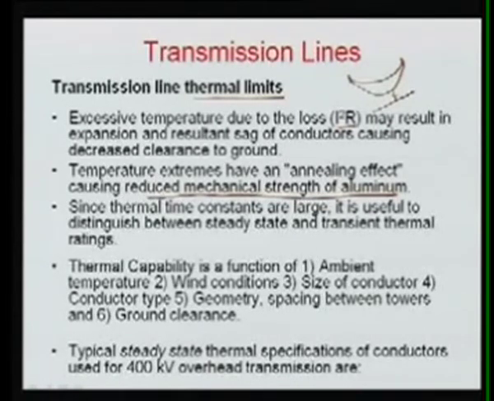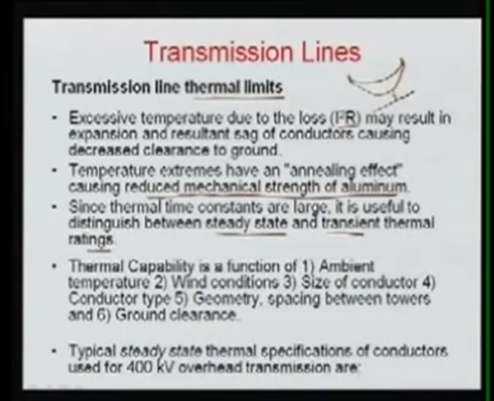Since the thermal time constant is very large, it is useful to distinguish between the steady state and the transient thermal rating. The transient thermal rating means if there is a sudden, momentary increase in the current, how much loss is there, so the temperature rise will be slow, not instantaneous. And the other is steady state, where we can transmit the power without losing much to sag and also without losing the mechanical strength of the aluminum conductor.